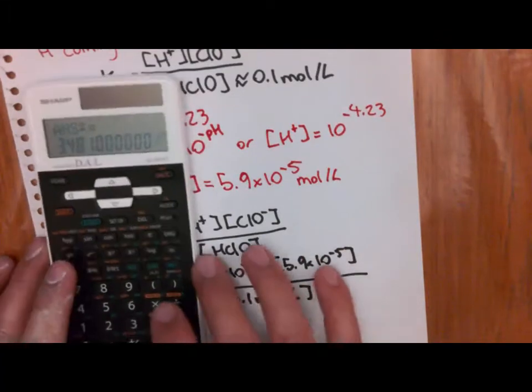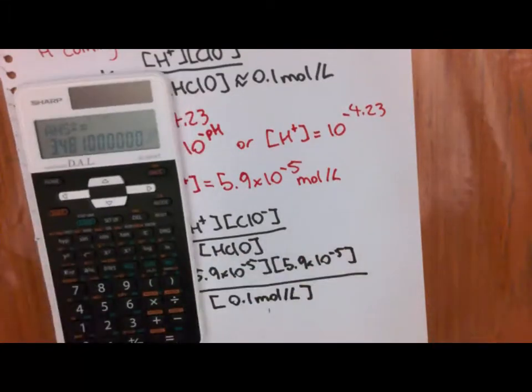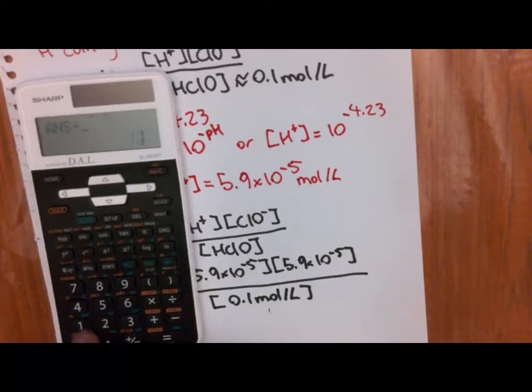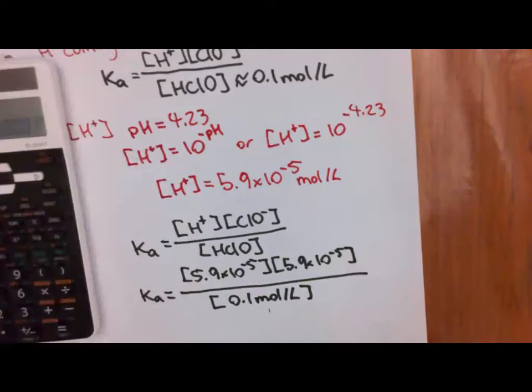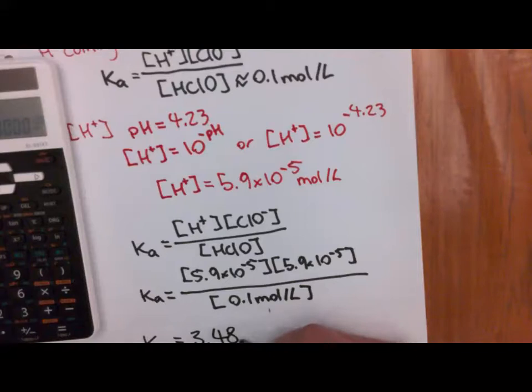And when I square it, I'm going to get 3.48 times 10 to the negative 9. And then I'm going to divide that value by my 0.1, which is on the bottom, or my denominator. And that is going to give me 3.48 times 10 to the negative 8. So that is going to be my Ka value.